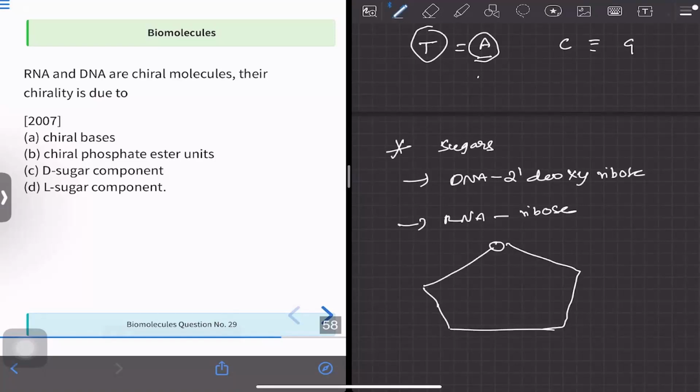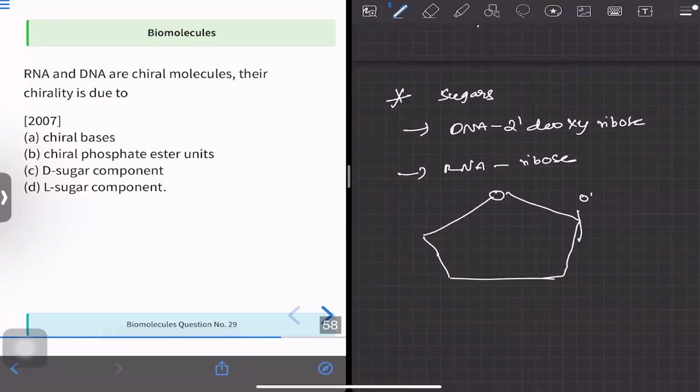These are linked in this manner, where the first carbon includes an OH group and an H group, the second carbon includes H and OH, the third carbon includes H and OH, and the fourth carbon includes CH2OH and H.